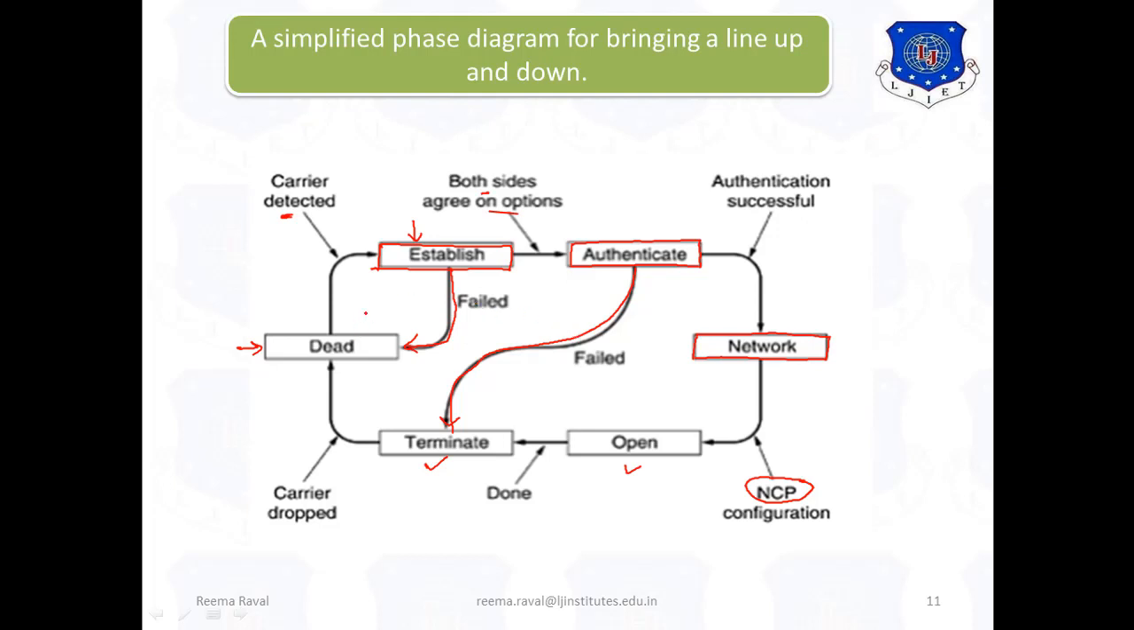Okay, so this is the complete phase diagram where first it will be the dead state, then the established state, then the authenticate state, then after that the network assigning state, then open, that means the channel is opened and available for transmission, then terminate. After the termination state, the carrier is dropped, which will again lead to the dead state. Okay. So I hope this is clear to you now.